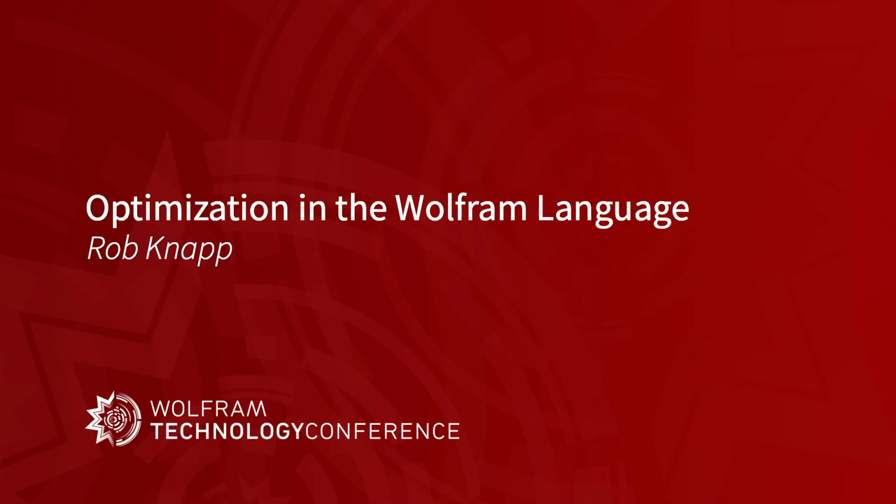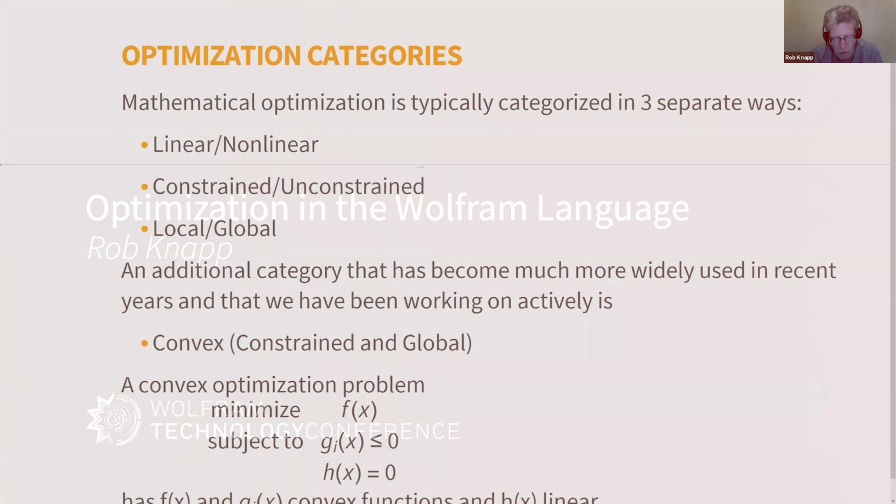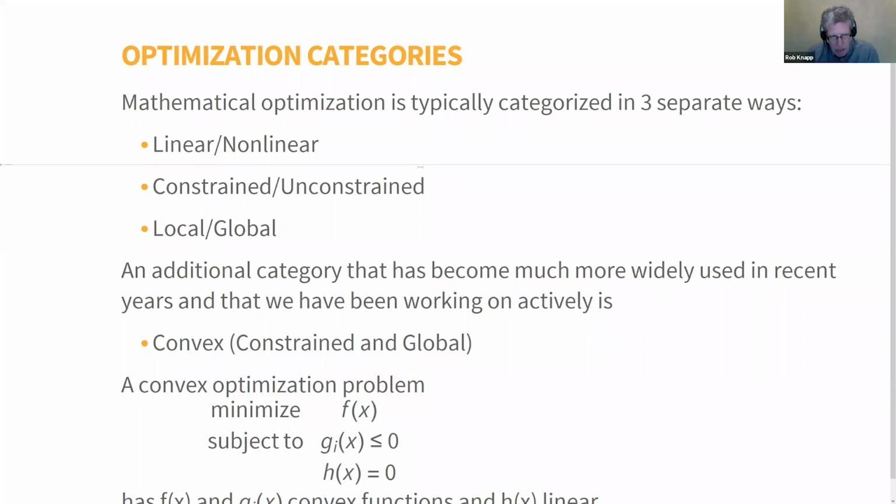I'm Rob Knapp, and I work with Wolfram Research in the numerical computation group, and I'm going to be talking about progress in optimization in the Wolfram Language. So mathematical optimization is basically trying to get the best possible value of some function, typically over a set of constraints.